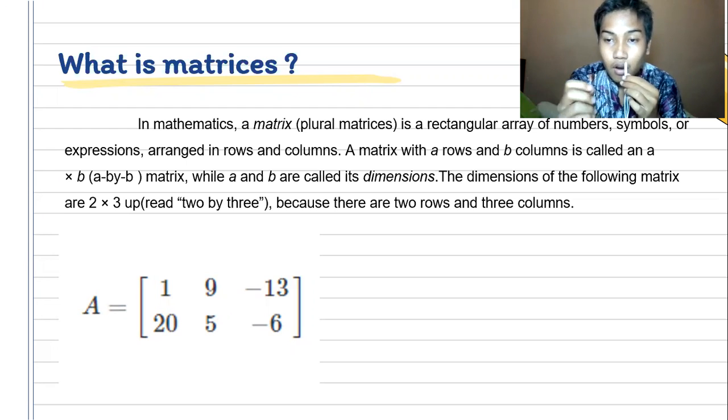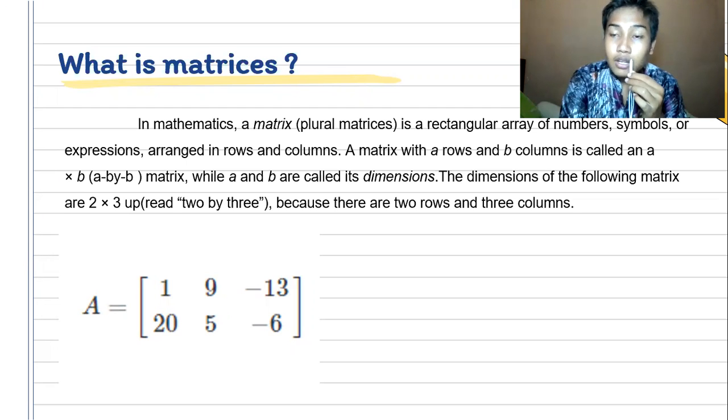The dimensions of the following matrix are 2 by 3 because there are two rows and three columns. As you can see in this picture, A equals 1, 9, and negative 13 is the row, and 1, 29, 5, negative 13, and negative 6 is the columns. The horizontal is the rows and the vertical is the columns.